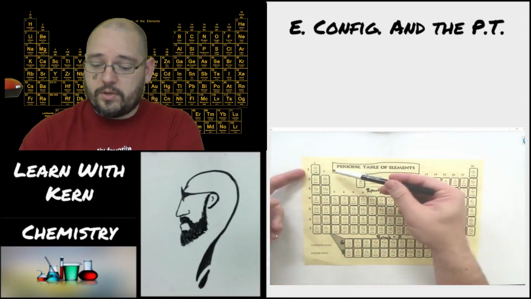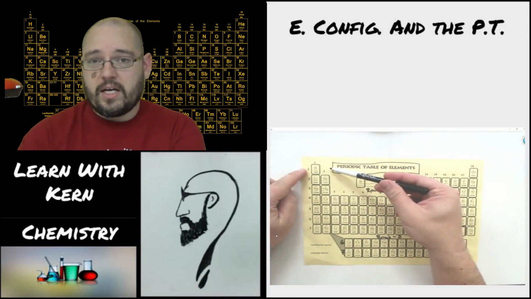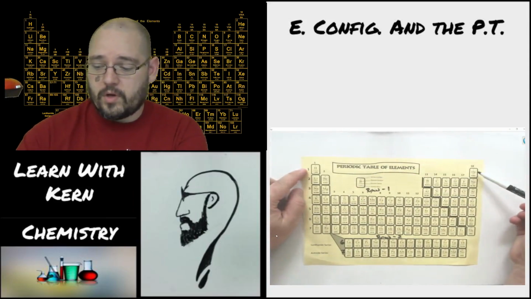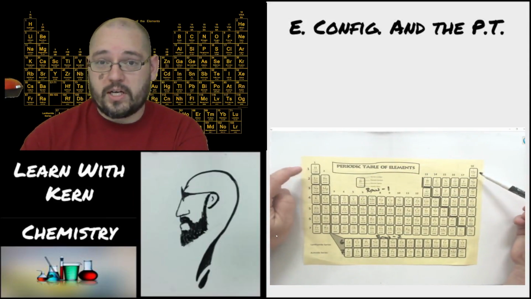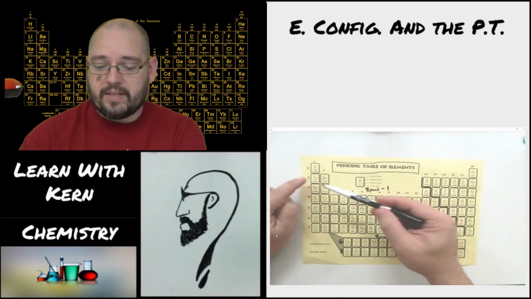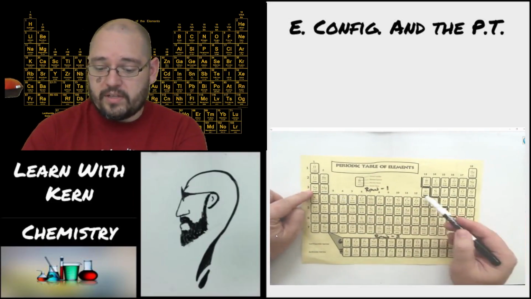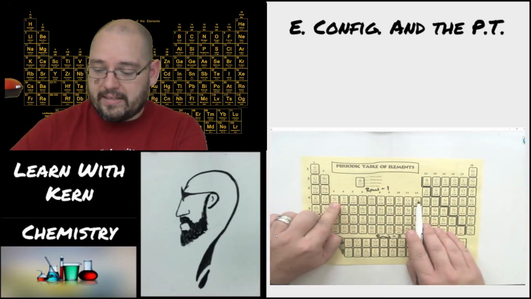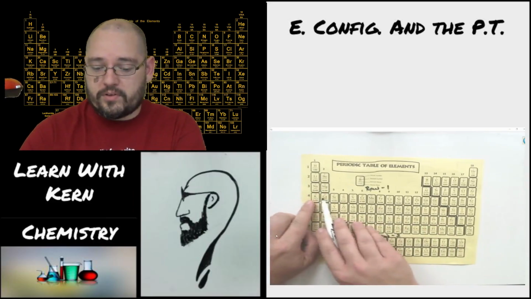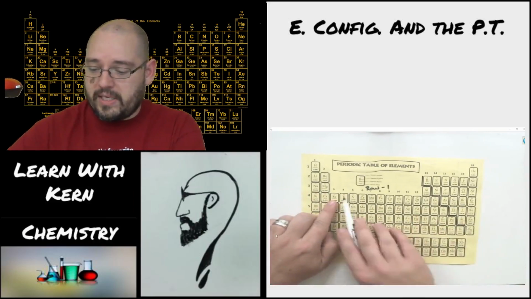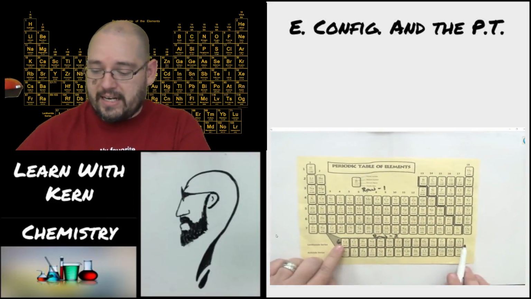So you'll also notice that the first row only has an s orbital. So the first energy level only has an s orbital. The second energy level has an s and a p. The third energy level has an s, a p, and a d. All right. The fourth energy level has an s, a p, a d, and an f.